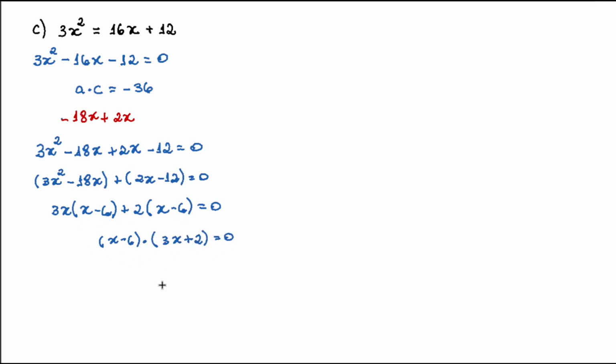Now, according to the zero factor law, if the product of two factors is 0, at least one of the factors must be 0. So we set each factor to 0 and solve for x. The first factor is x minus 6 equals 0, and the second is 3x plus 2 equals 0. Let's solve the first equation. x minus 6 equals 0. Add 6 to both sides, and then we have the first solution, x equals 6.